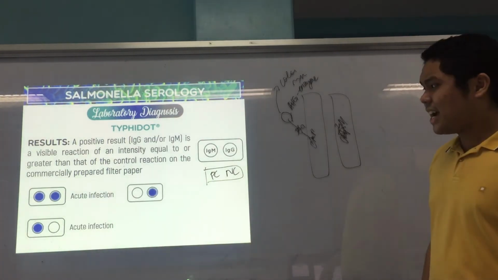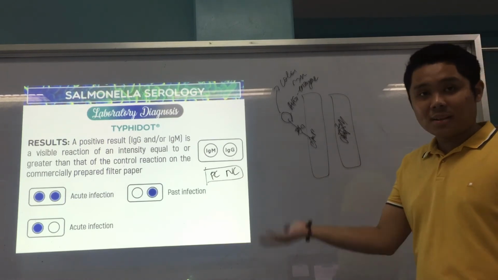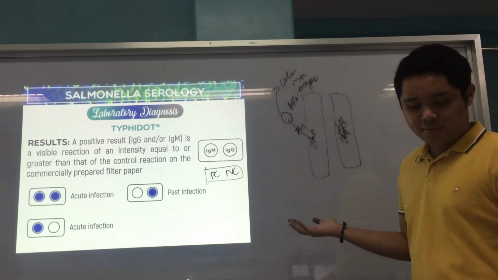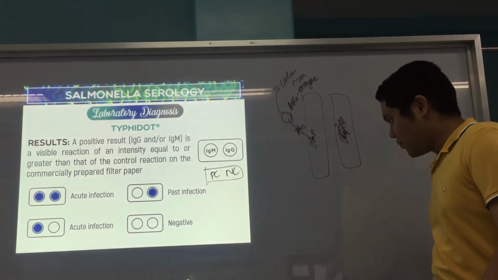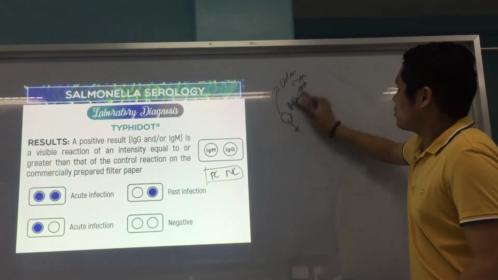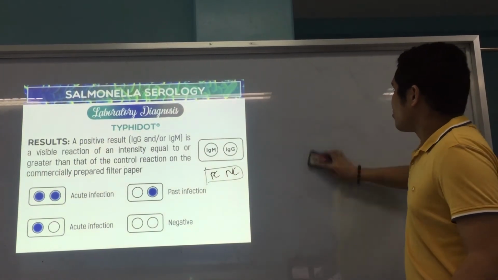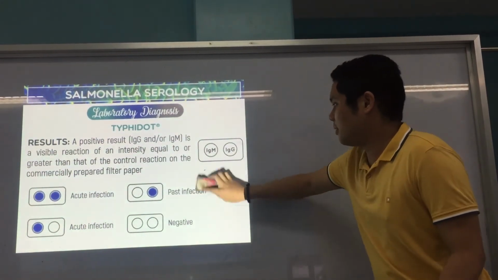Okay? Next, if only the left one is positive, that's IgG. Past infection, because IgG is positive. And then lastly, if neither has color, then that indicates negative. Okay? Alright, so that's for your Typhidot, dot enzyme immunoassay. Okay. Alright. So, you may be thinking, sir, what is this, di ba?